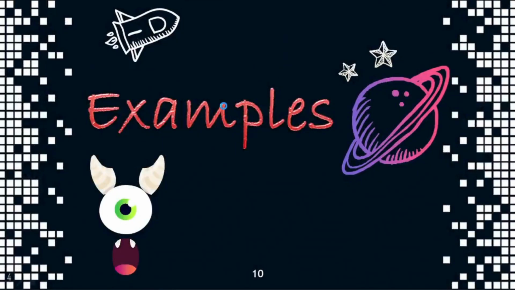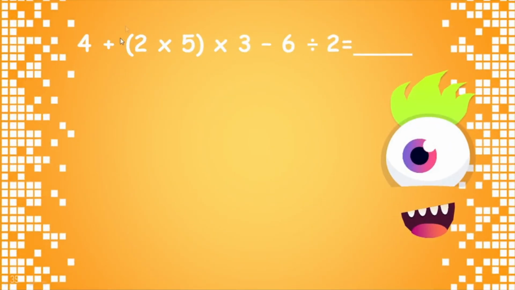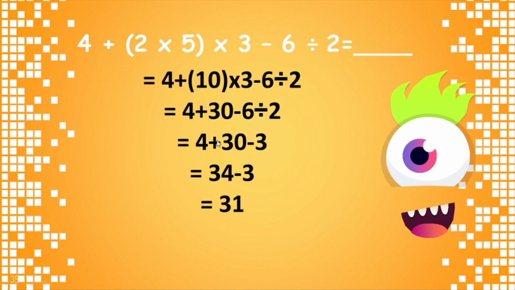Now we want to take some examples and let's get started. Okay, the first example: 4 plus, between parentheses, 2 times 5, close parentheses, times 3 minus 6 divided by 2. We always start from the parentheses, as we said, so it gives us 10. As we have here, I'm writing it. Okay, the answer is 31.